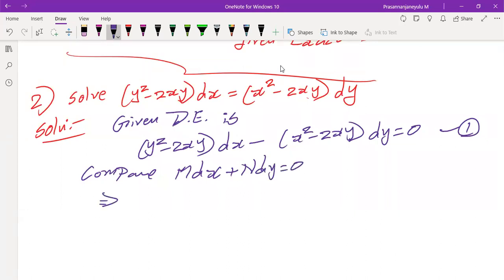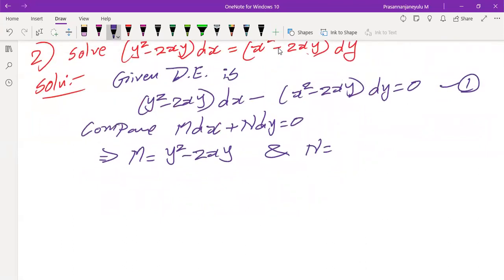So we'll get here M is equals to y square minus 2xy. And what is N we will get? Anybody can respond? What is N we will get here? Minus of (x square minus 2xy). So simplify this, nothing but 2xy minus x square. Because of 1 or 2 problems I am writing like this, but in future we are going to write direct steps. Now, what we have to do?